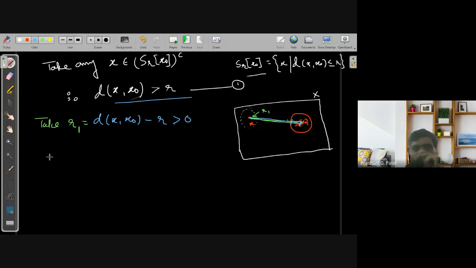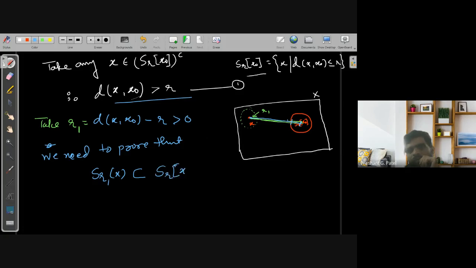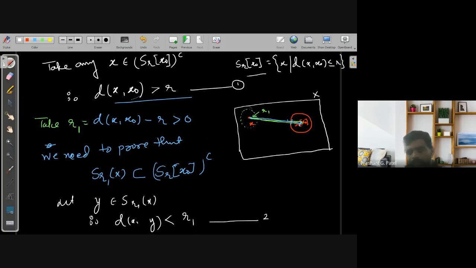What do we need to prove now? We need to prove that S_r1(x), that is, the green neighborhood, lies inside the complement of S_r(x0). This is our objective now. For that I need to take one point here and show that it is in that set. So let y belong to S_r1(x). This gives that the distance between x and y is less than r1. I will call this statement 2.